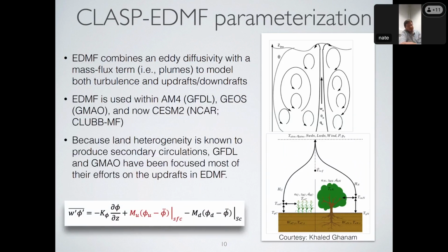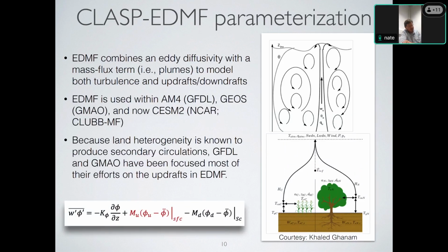So in parallel to these CLUBB efforts, we also had a focus on EDMF. So this is the CLASP EDMF parameterization. EDMF combines an eddy diffusivity with a mass flux term. So think about plumes to model both turbulence and updrafts and downdrafts. EDMF is used in AM4, in GEOS and GMAO, and now in CESM2 at NCAR and in CLUBB MF.